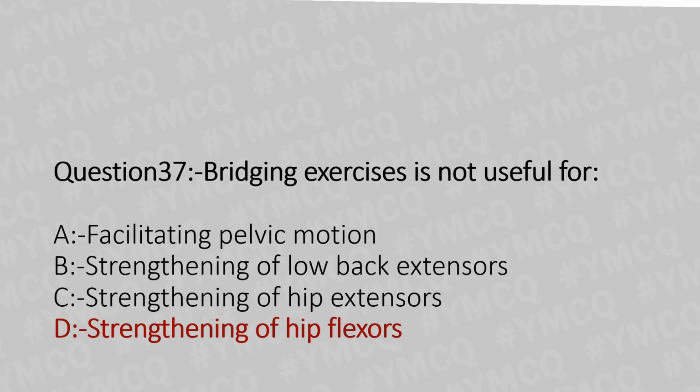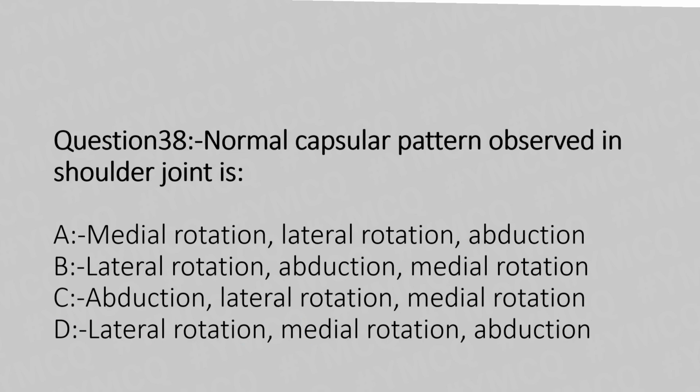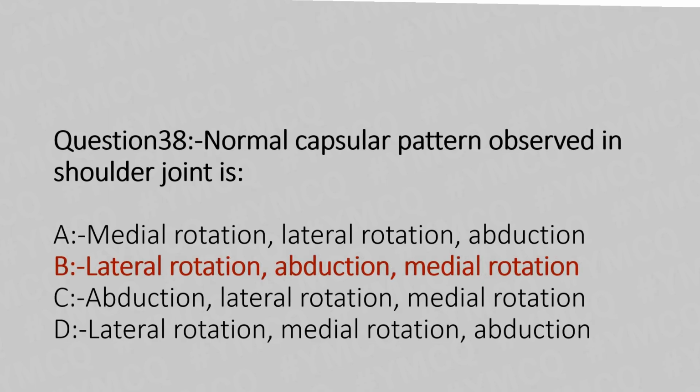Now let's move to question number 38. Normal capsular pattern observed in shoulder joint is: option A, medial rotation, lateral rotation, abduction; option B, lateral rotation, abduction, medial rotation; option C, abduction, lateral rotation, medial rotation; option D, lateral rotation, medial rotation and abduction. And the answer is option B, lateral rotation, abduction and medial rotation.